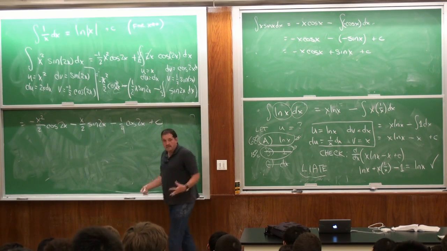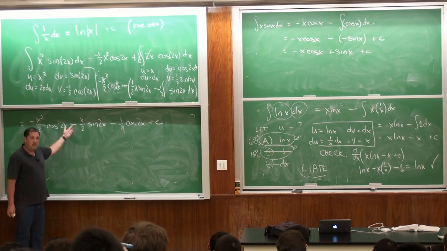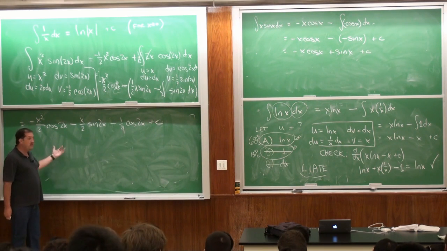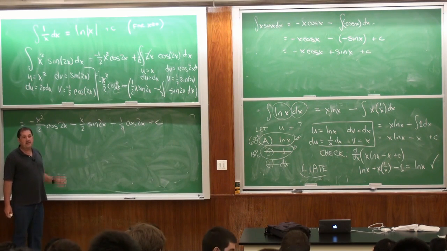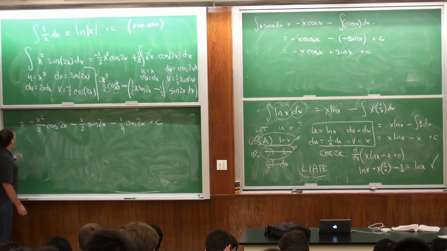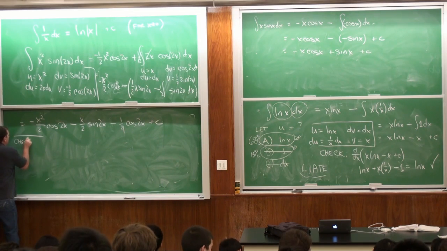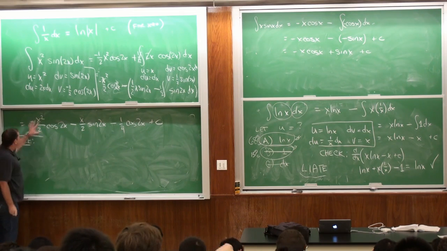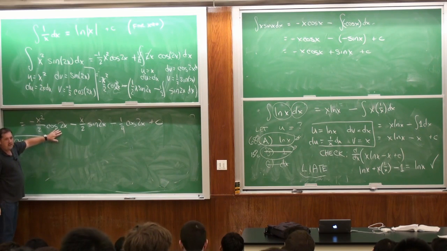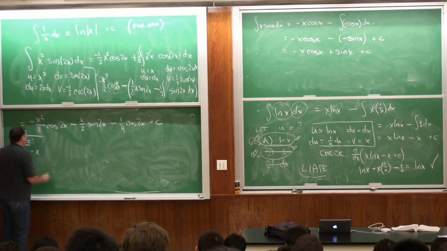Okay, so let's check that it works. And then if it works, we'll go back and see where it came from. If it doesn't work, then we'll go back and see that I screwed up. Which is not unheard of, as you know already. Okay, so let's check this. So, if I take the derivative of x squared cosine 2x, the derivative of x squared over 2 is x, but it's negative.